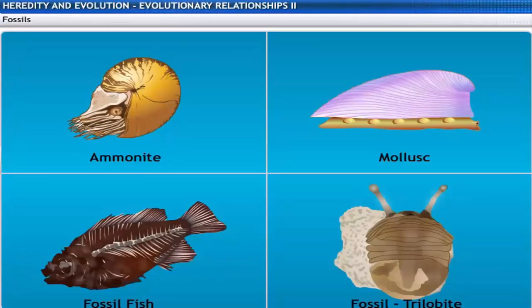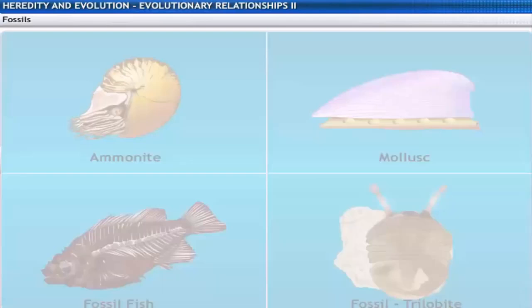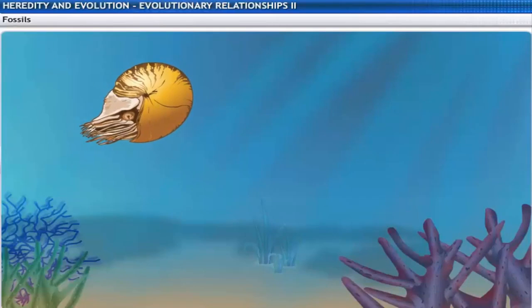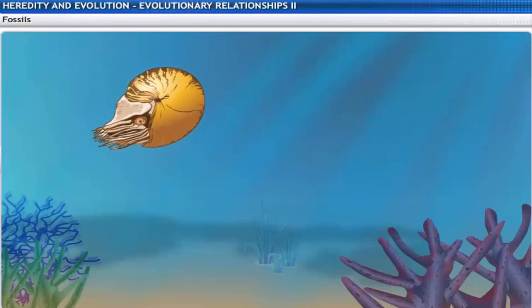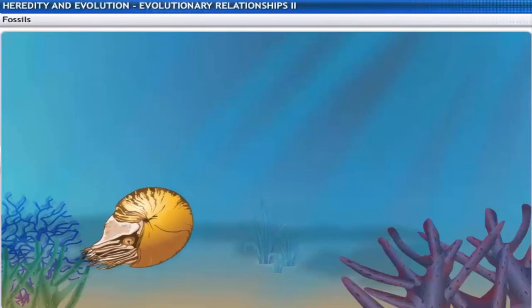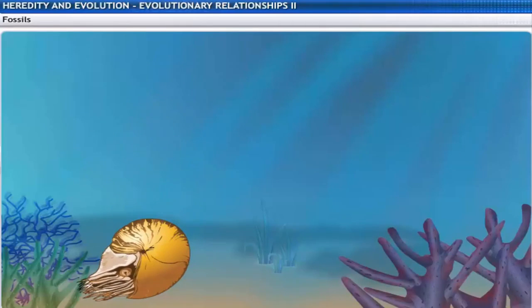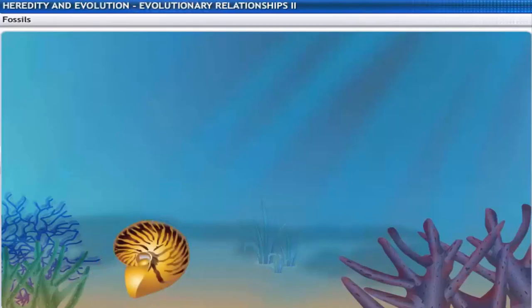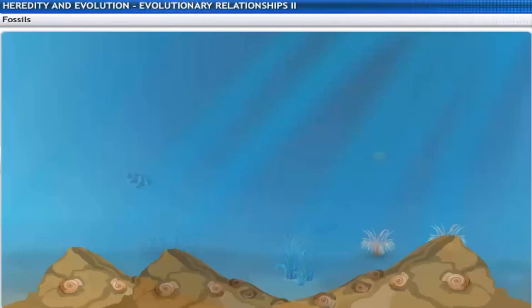Let's illustrate the process of fossilization of an ammonite. On its death, an ammonite sinks to the sea floor. Scavengers feed on the fleshy body, and all that remains is the shell. Gradually, the ammonite's shell is covered with silt and sand.